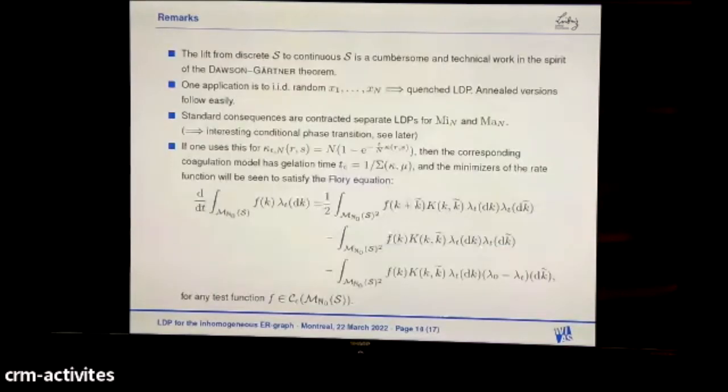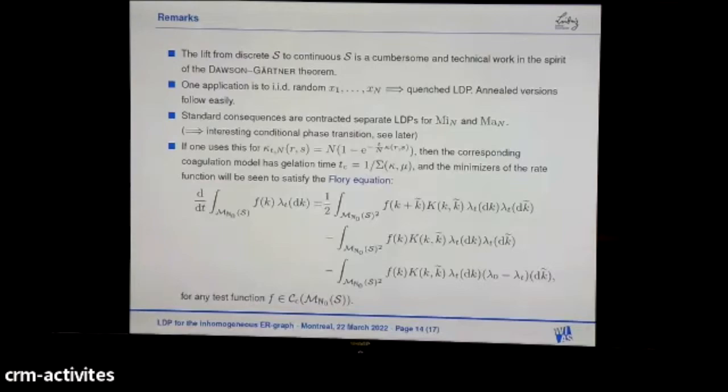Some remarks. So for discrete S, this is combinatorics. If you want to go to continuous S, this is a cumbersome and technical work, and we use the Dawson-Gärtner theorem. And this is really some technical stuff. It took us a long time.